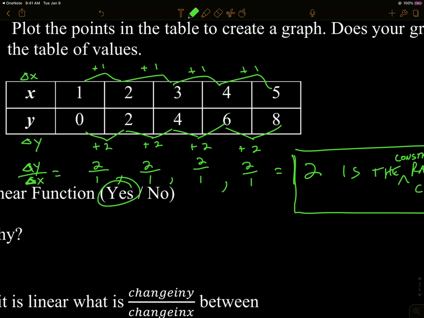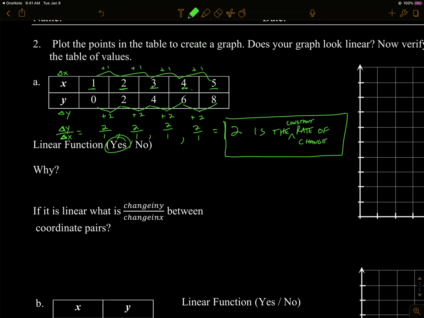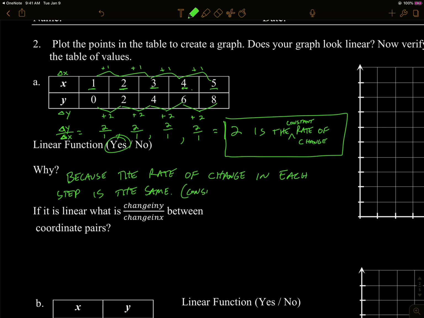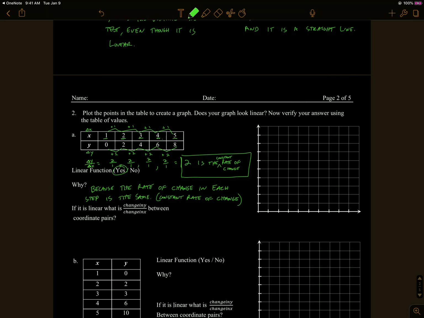So I know it's a function, by the way, because none of my x's repeat. Why do I know it's linear? Because the rate of change is the same. So I'm going to say because the rate of change in each step is the same, i.e. it's got a constant rate of change. That's what makes it a line. That's what makes a line, right?